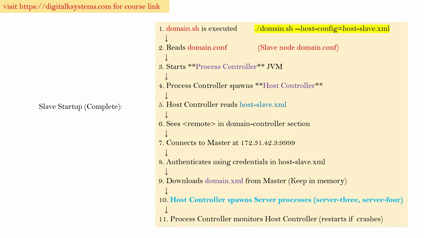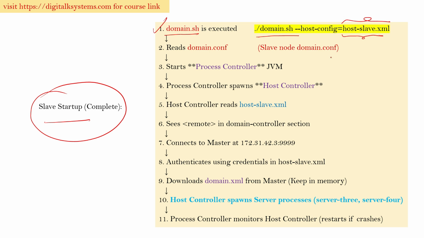Now similarly, you have a startup process for the slave. These two are very important to understand for a deep understanding of the JBoss architecture. Right. Now, what is the process when we start the slave? Simple. Again, we use the same domain.sh when we start the slave controller or the slave nodes. The only difference is that with this command, we have to specify the slave XML file, the slave host file.